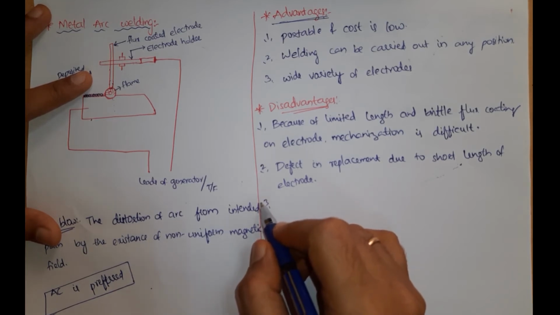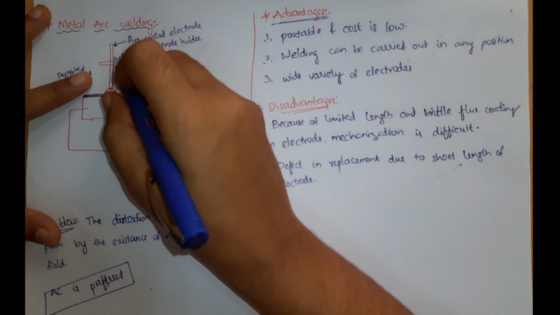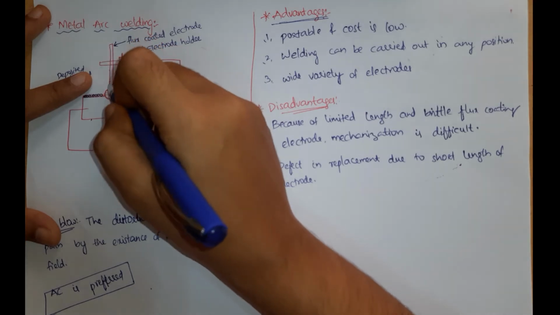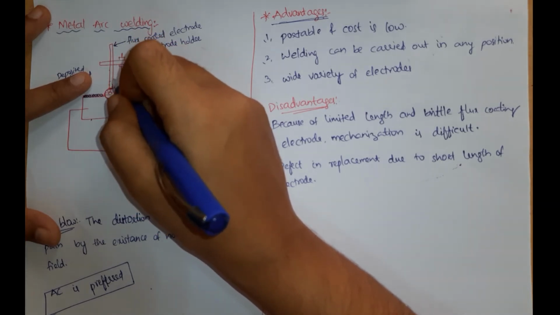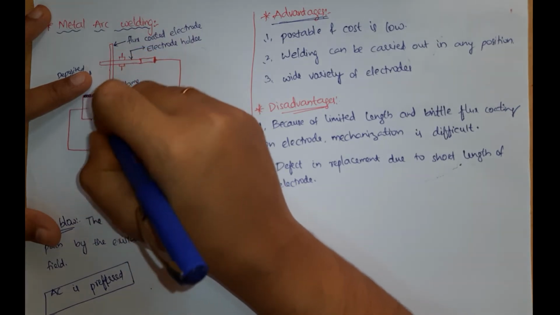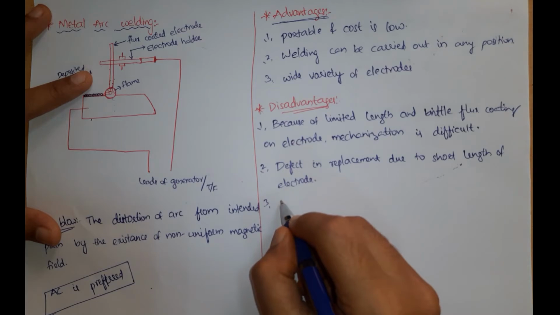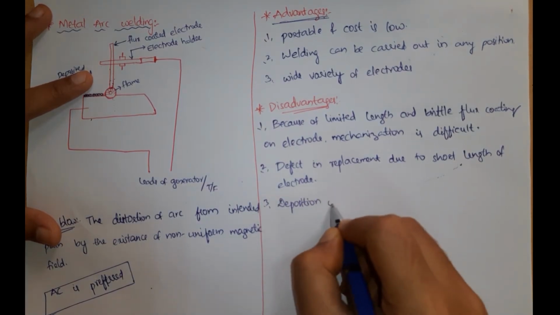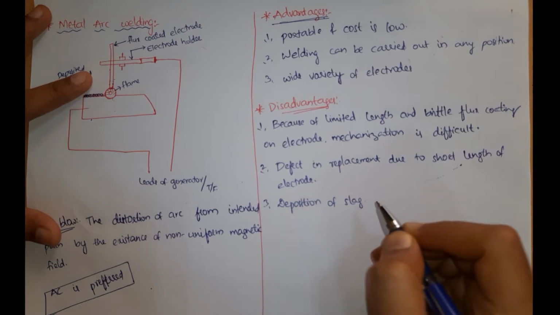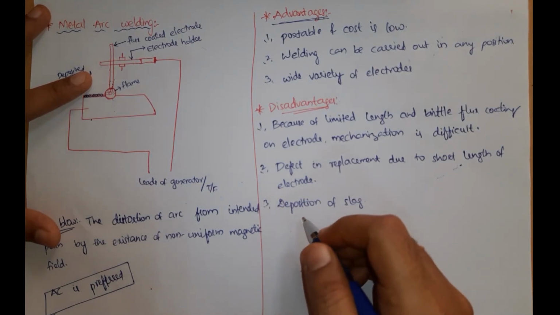Now, due to the formation of slag. Why? Because a flux is coated on the electrode. The filler metal gets melted, but the flux coated on the electrode may deposit on the welding material in the form of slag, right? So there is a deposition of slag in this kind of arc welding. So this comes as a disadvantage of arc welding.